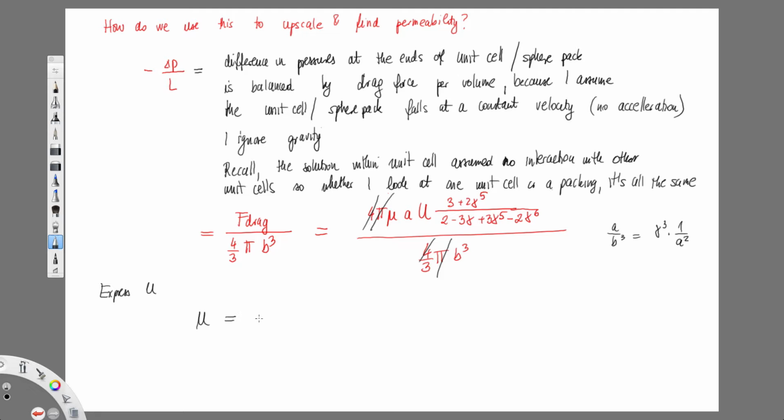U is equal to minus 1 over mu, this goes up to minus 3 gamma plus 3 gamma to the 6, divided by 3 times 3 plus 2 gamma cubed. No, gamma to the 5, gamma cubed, a squared delta P over L.